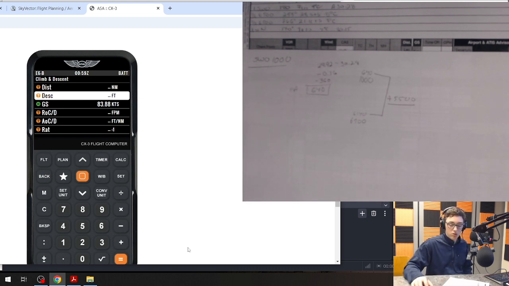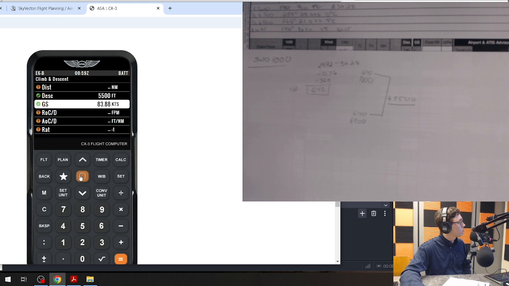All right, let's continue on. So 5,500 feet, that's what I'm climbing. So let's go over here. I'm climbing 5,500 feet. Now if you don't want to calculate it by hand, a little trick here is 6,140 minus 640 feet. Your enter button is this orange button here, 5,500 feet. Rate of climb and descent.